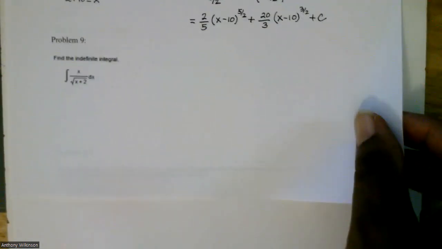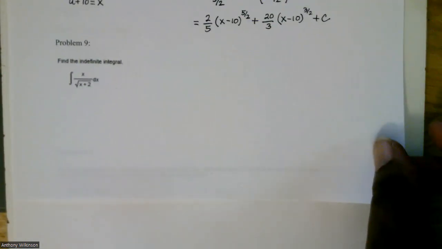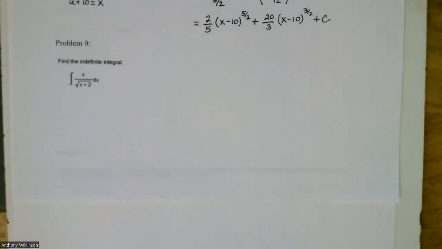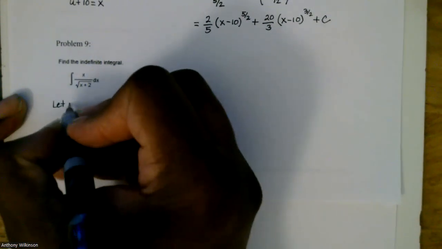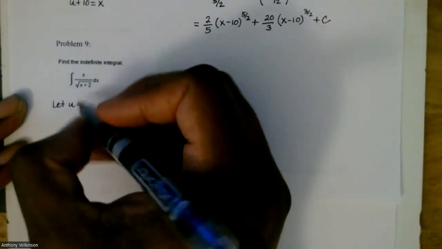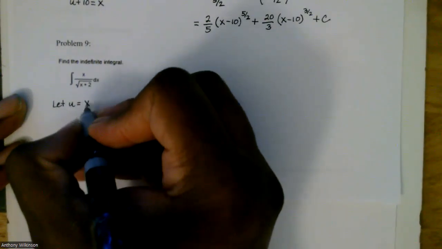Problem number 9. Somewhat similar to problem number 8. We have the integral of x divided by the square root of x plus 2 dx. So we're going to use an appropriate u substitution for this one. So what I'll do here is let u equal to what's underneath the radical, x plus 2.